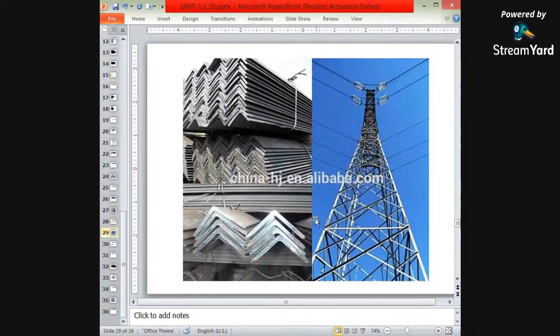All these are made with the help of angle sections. This is an example of an angle section. Again, there is a fillet here. These are the equal angle sections, examples of equal angle sections. And this is an electrical tower, which has been made with the help of angle sections.